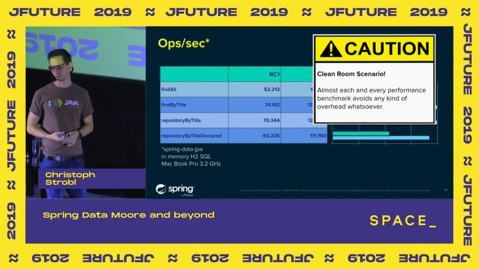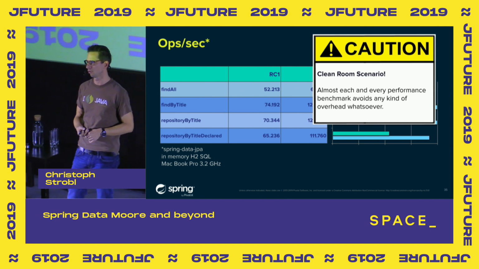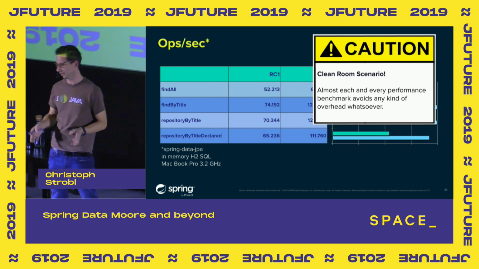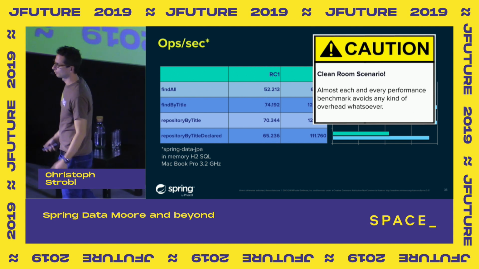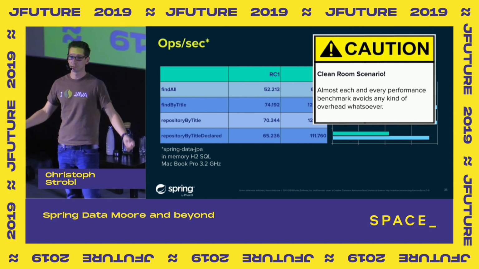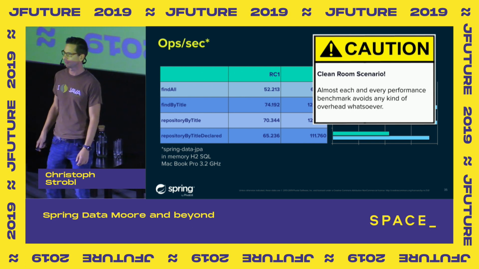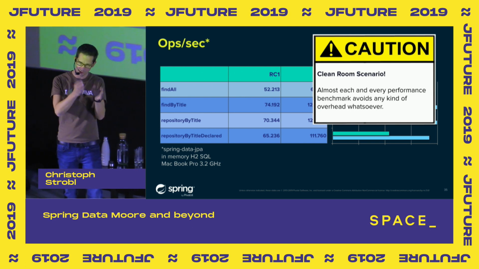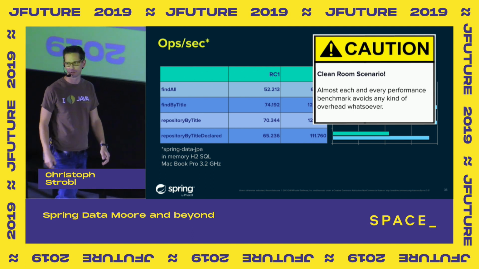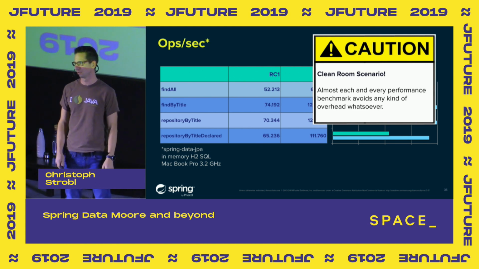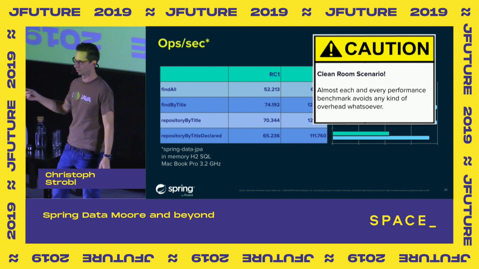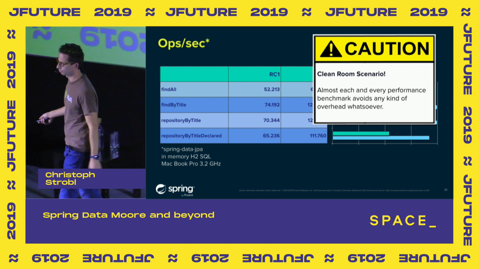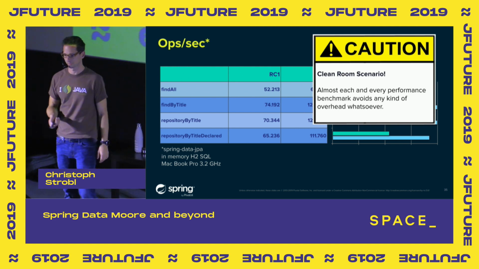However, I have to warn you, and this is true for pretty much each and every benchmark that you will find out on the internet. This is a clean room scenario. So we're using an in-memory database. There is no whatsoever overhead involved. This is just this very query. There is nothing else in there. And numbers will definitely look different once you connect to, let's say, a MySQL and have a network in between. So be aware of that.